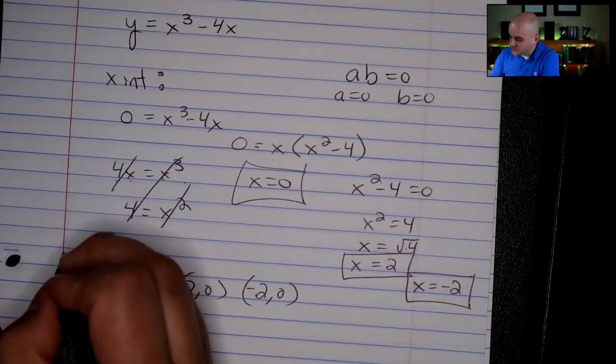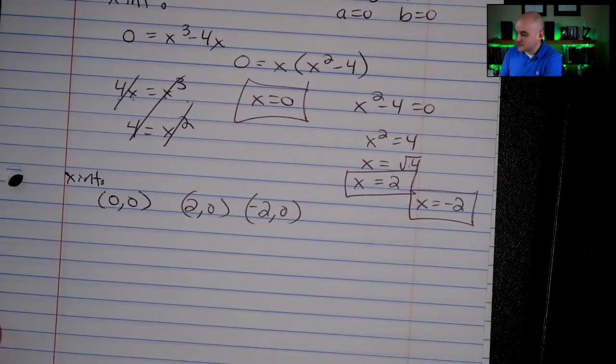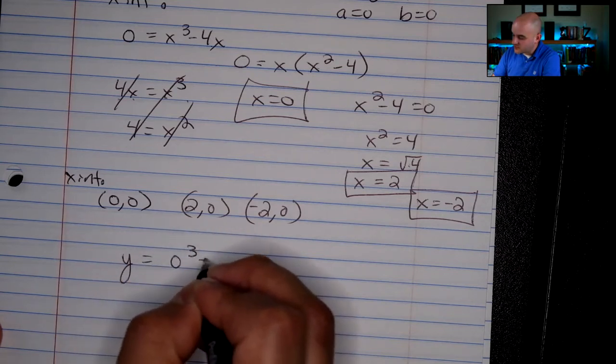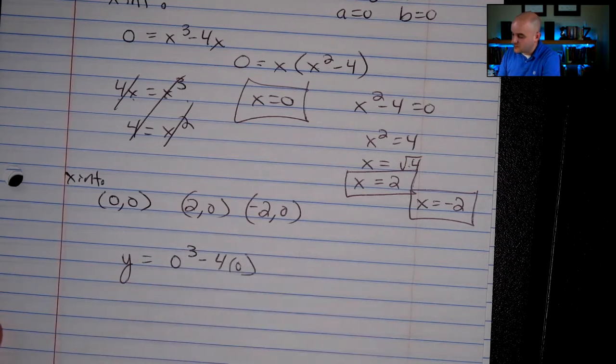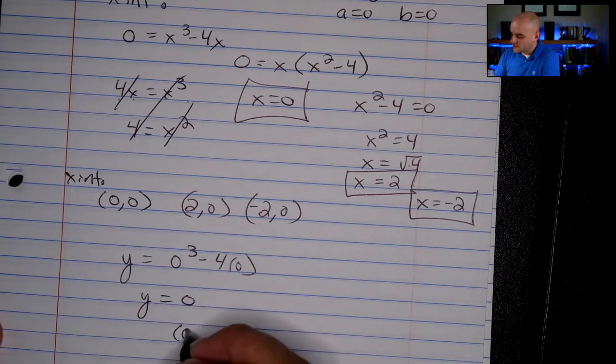Now, those are my x-intercepts. Now it's time to find the y-intercepts. So the y-intercept, remember, when you're looking at the graph, it's where it crosses the y-axis, and the x value must be 0. So I'm going to say y equals 0 cubed minus 4 times 0, and all of this wipes out to just 0. So (0, 0) is your y-intercept, which kind of makes sense.